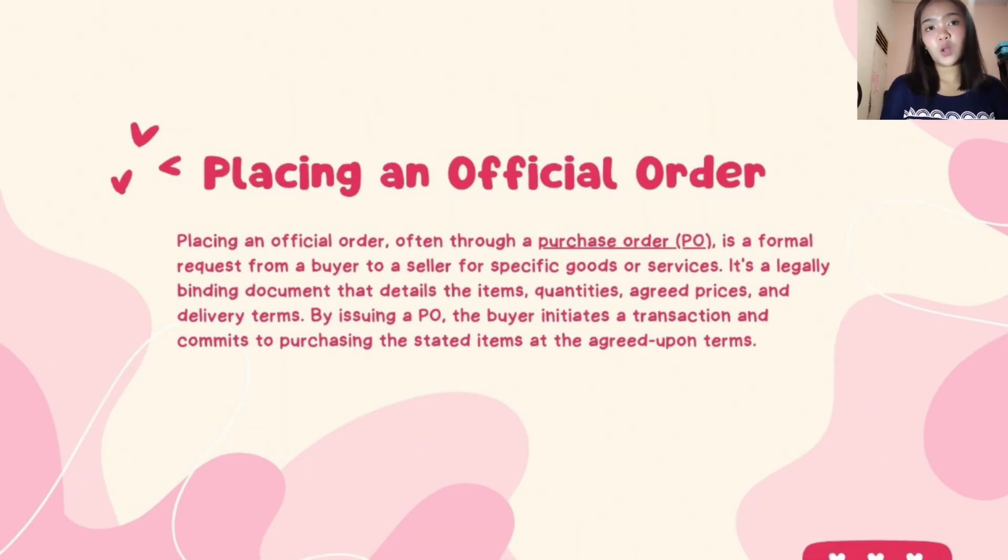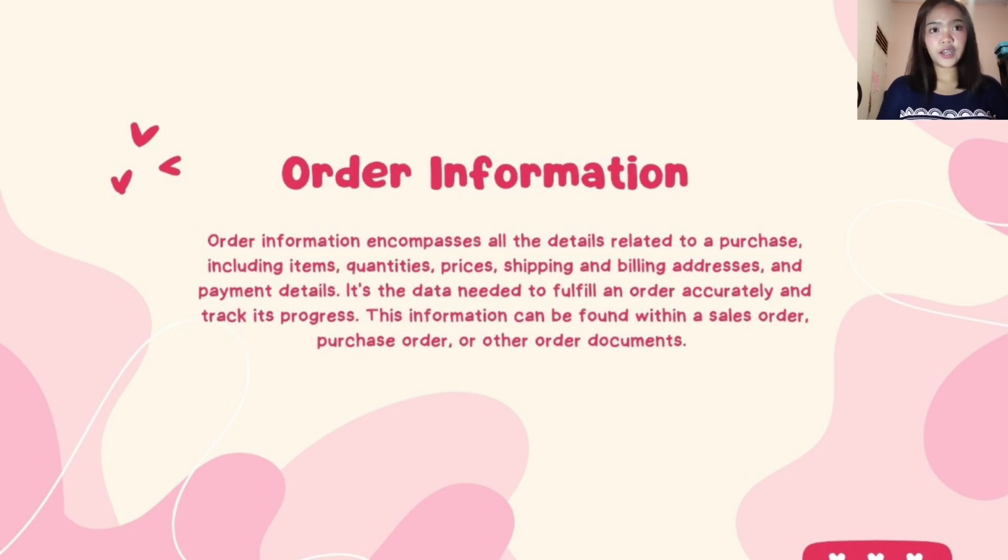Placing an official order, often through a purchase order or PO, is a formal request from a buyer to a seller for specific goods or services. It's a legally binding document that details the items, quantities, agreed prices, and delivery times. By issuing a PO, a buyer initiates a transaction and commits to purchasing the stated items and the agreed payment terms. Next is order information.